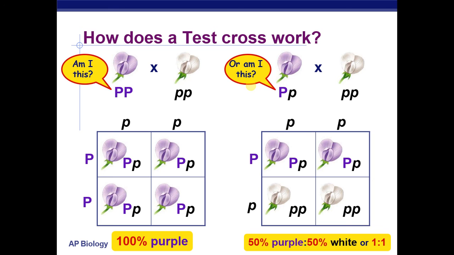Right. I think that's as far as I want to go with today, just talking about simple Punnett squares and talking about test crosses and homozygous and heterozygous. We'll get into more with heredity when we come back next time.